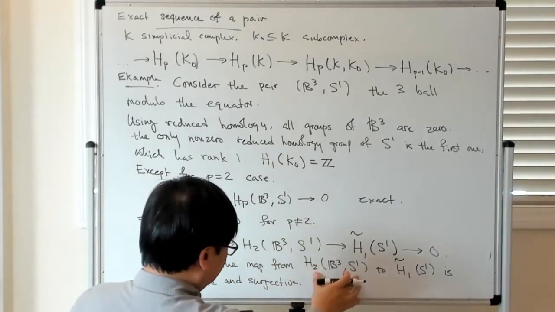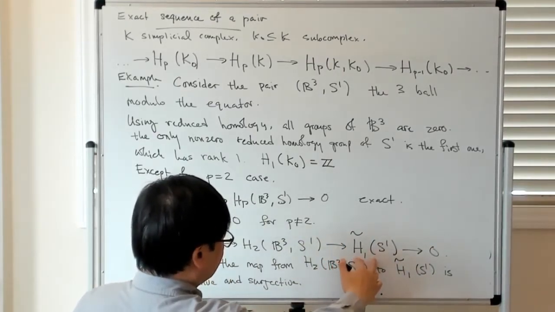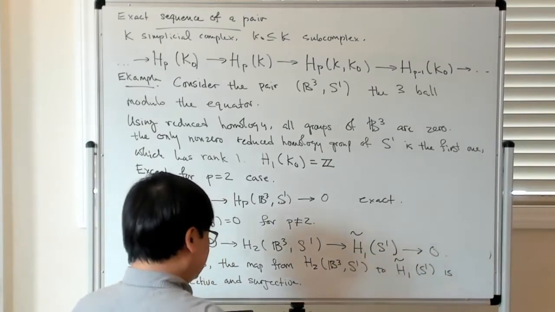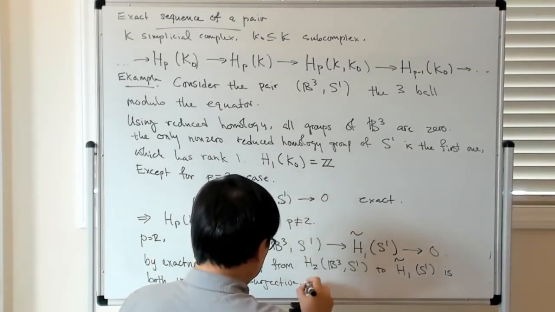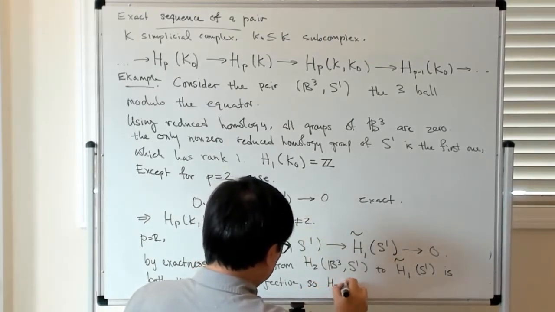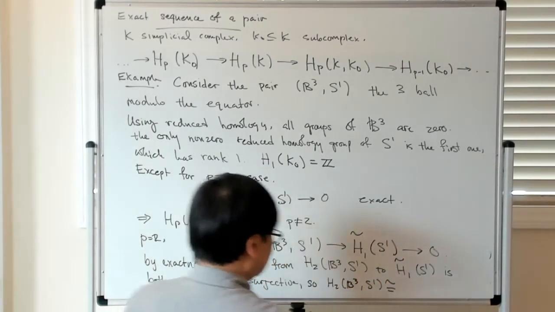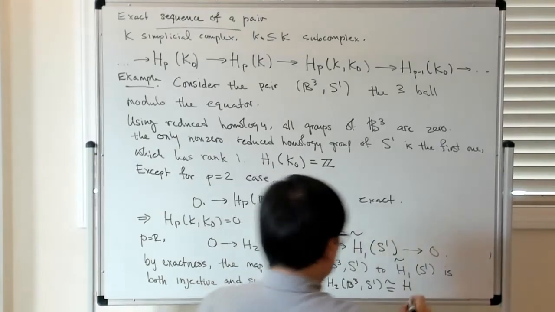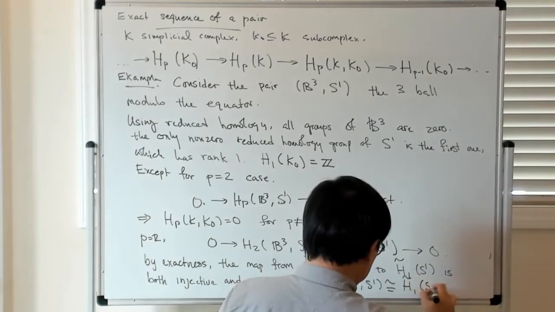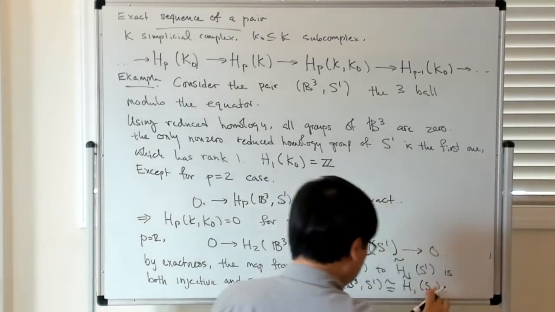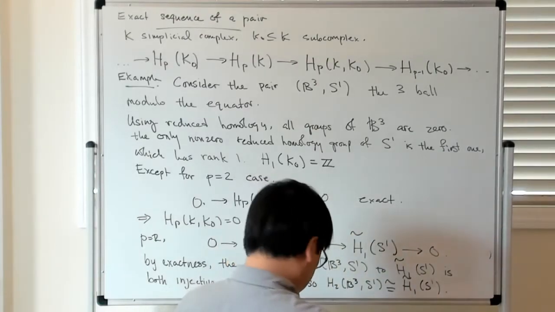So that means that this thing is isomorphic to this relative homology on S1, sorry, reduced homology on S1. Okay, so H2 of B3, S1 is isomorphic to the reduced homology of dimension 1 on S1. Okay, so that means this has rank 1.